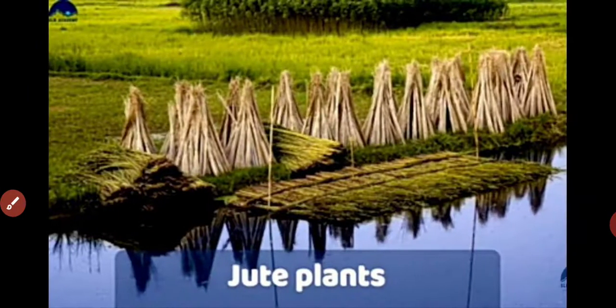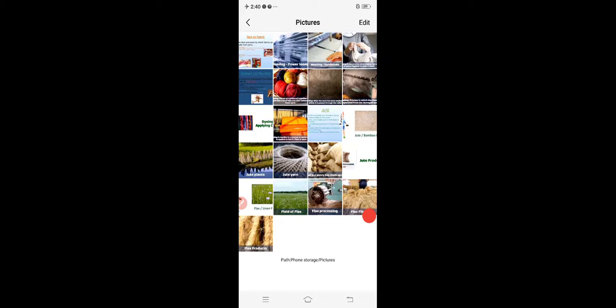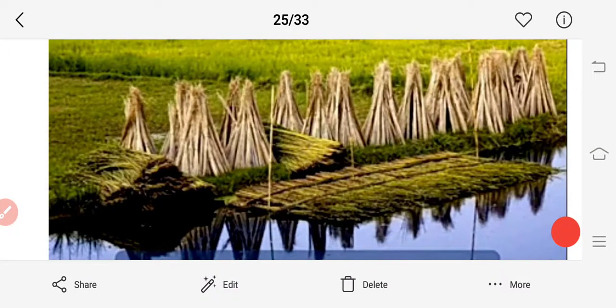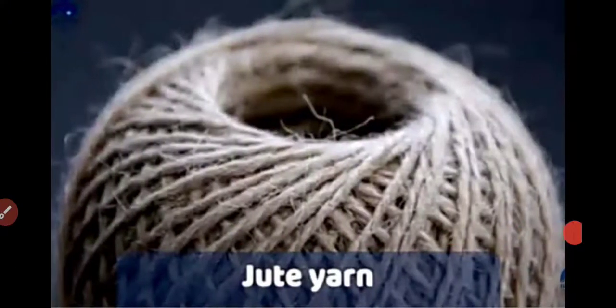So here, these are the jute plants. Whatever plants you are finding here are nothing but jute plants. Where do you get jute from? From the jute plant only.